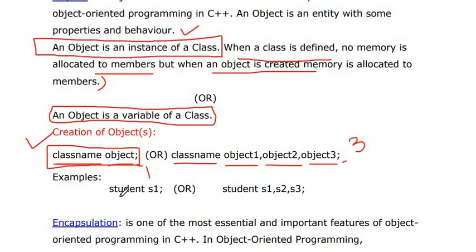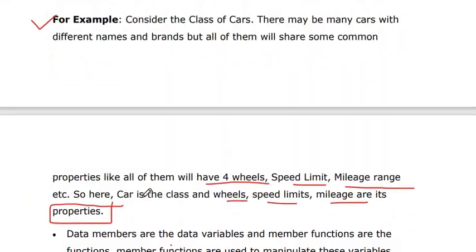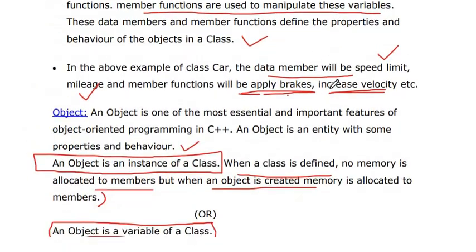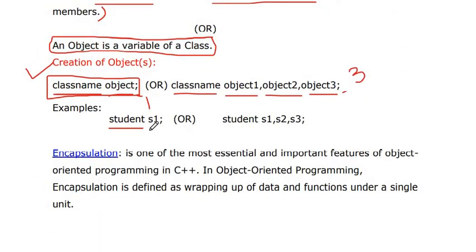Now look at the examples. Student is a class name. Already we have seen here, this is a student. Student is a class name. Now the class name is followed by one variable, s1. s1 is an object. Object of which type? Class student type. So that is why s1 is called an object. This is a variable of the class. s1 is a variable of which class? Student class. That is why s1 is called an object.